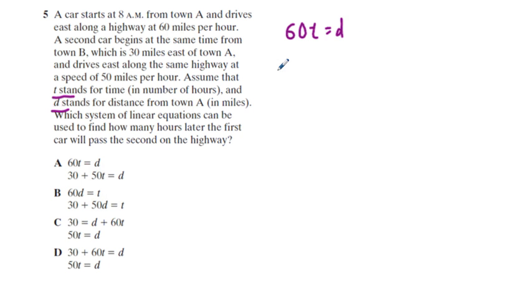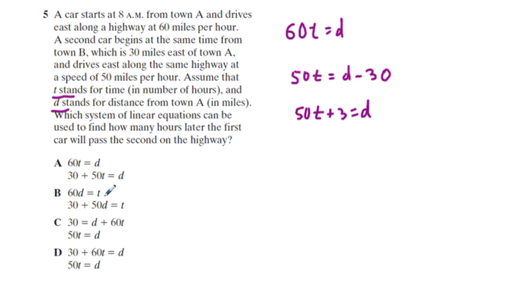And then for the other one, the second car begins at the same time, which is 30 miles east of town A. So you have 50 in this case. 50t, and our distance, you started to the east, so 50t equals our distance minus 30, or that could be rewritten as 50t plus 30 equals our distance, either way.